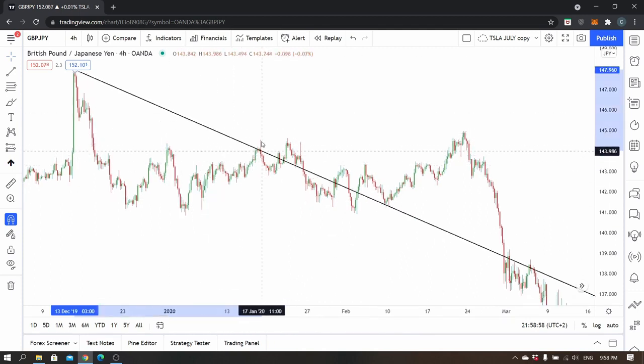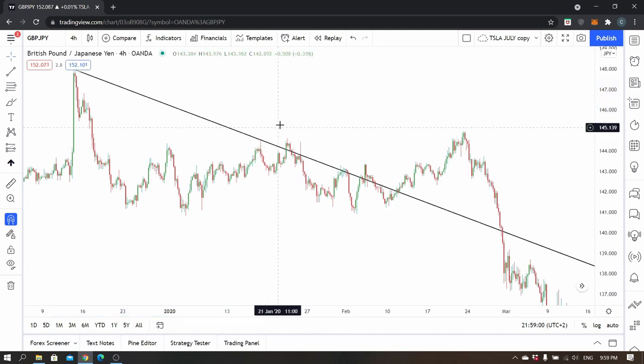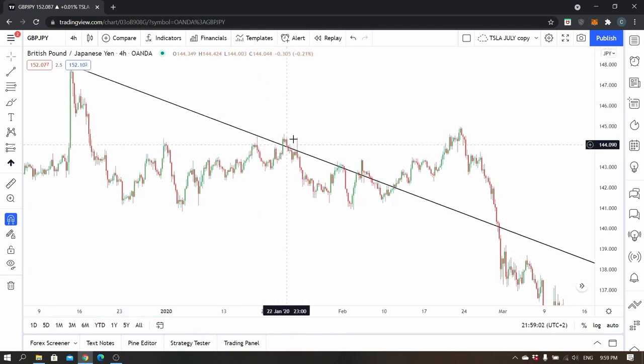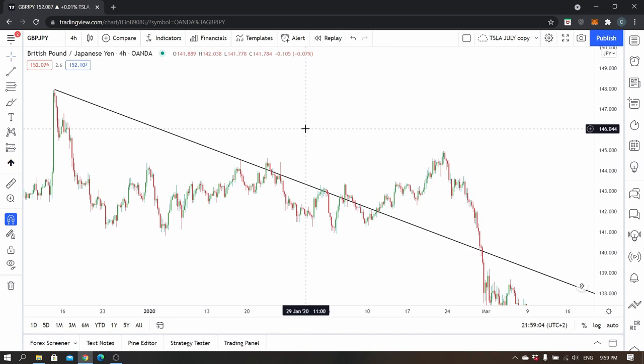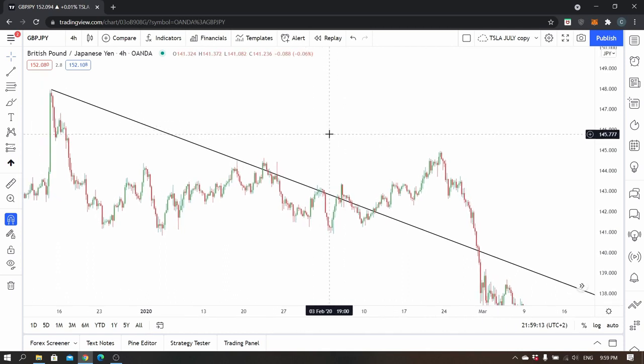Let's actually look at another one. If you do it here, you can actually see that it doesn't work, because it is very important to tell you that this is not 100% guaranteed. I mean, if every third touch would be a good trade, trading would become very easy. That's not the case.